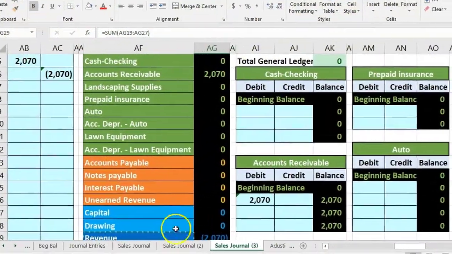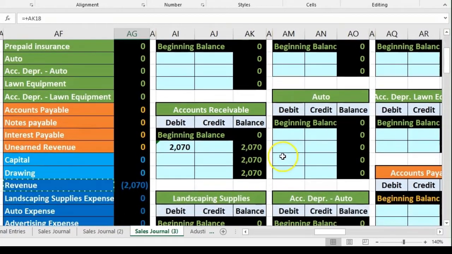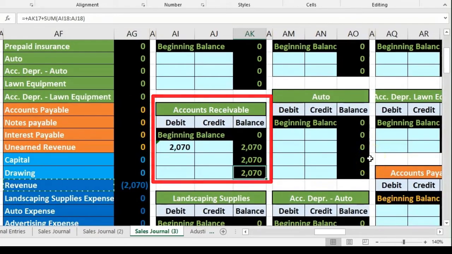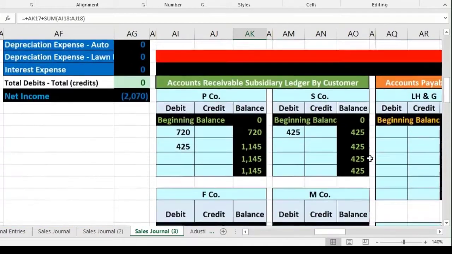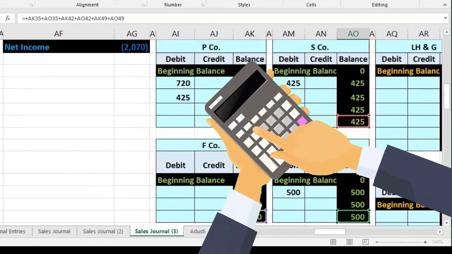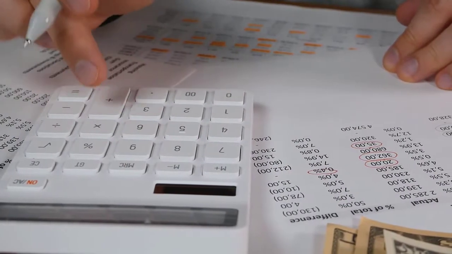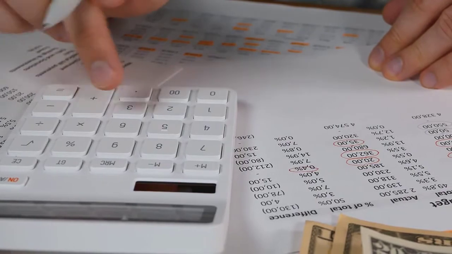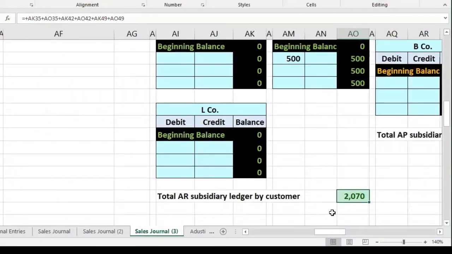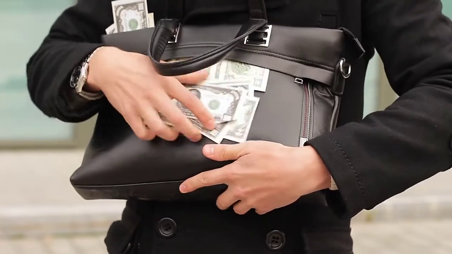Also note, at this point in time, we now have the accounts receivable general ledger at 2070, and then the accounts receivable subledger, adding up all of the accounts by customer, also lining up to 2070. So when we work with accounts receivable, we have to do this extra step of the subledger, listing out who owes us money so we can better handle the collection action and try to collect the money that people owe us.